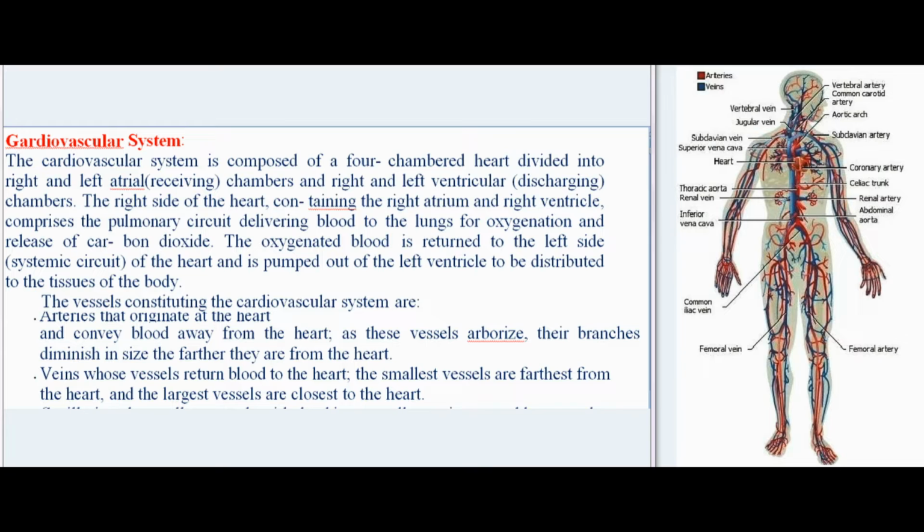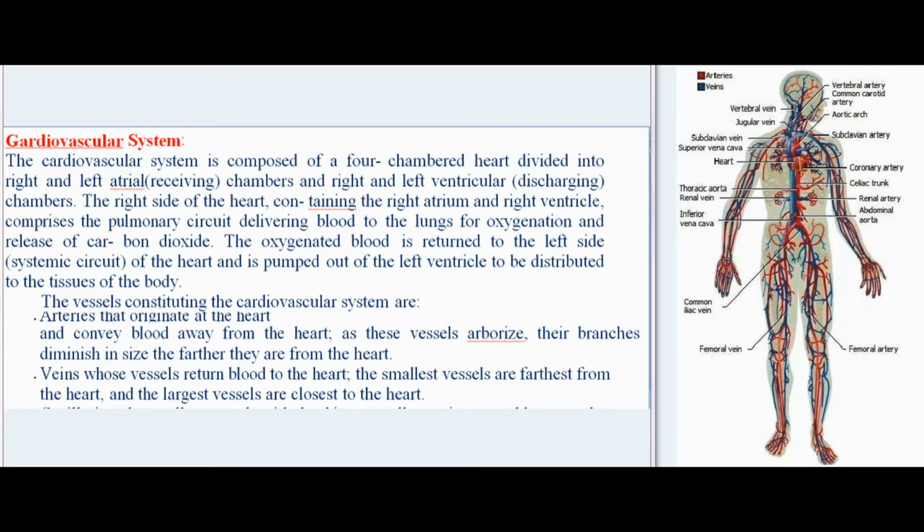Cardiovascular system. The cardiovascular system is composed of a four-chambered heart divided into right and left atrial, receiving, chambers and right and left ventricular, discharging, chambers. The right side of the heart, containing the right atrium and right ventricle, comprises the pulmonary circuit, delivering blood to the lungs for oxygenation and release of carbon dioxide. The oxygenated blood is returned to the left side, systemic circuit, of the heart and is pumped out of the left ventricle to be distributed to the tissues of the body.